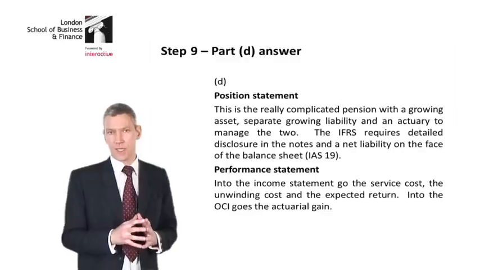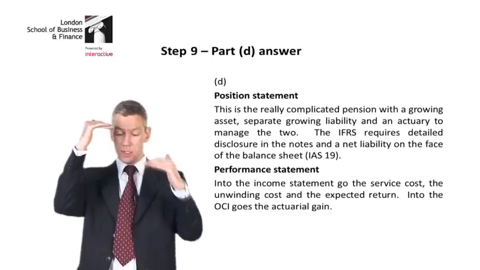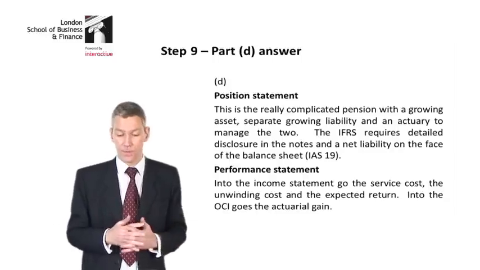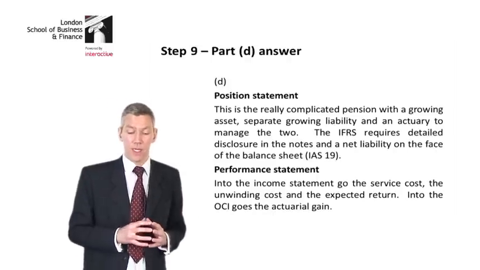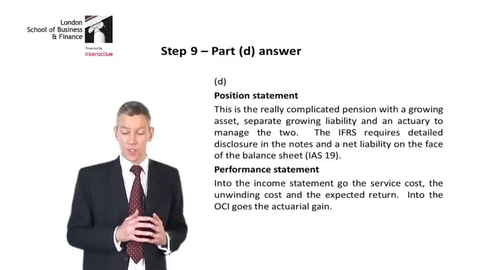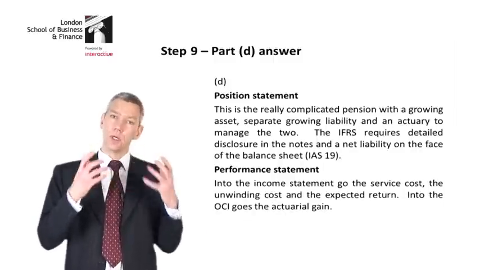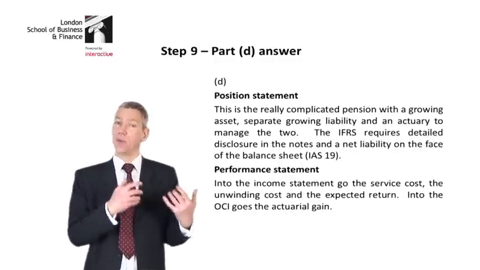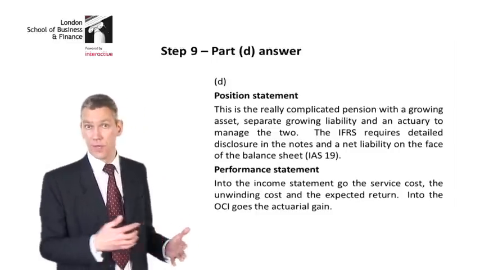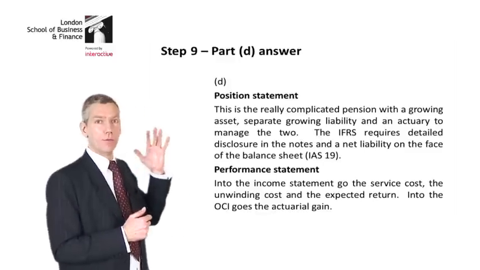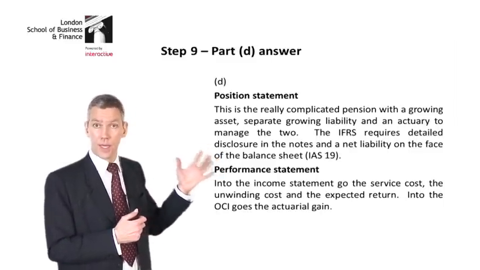But defined benefit pension accounting, as we know, is quite complicated. Position statement: this is the really complicated pension with a growing asset and separate growing liability and an actuary to manage the two. The IFRS requires detailed disclosure in the notes and a net liability on the face of the balance sheet. Performance statement: into the income statement go the service cost, the unwinding cost and the expected return. Into the other comprehensive income goes the actuarial gain. So I'm just concluding there with how defined benefit pensions accounting looks, without giving too much detail, because we've got to be careful, otherwise we're going to run out of our 45 minutes for this question. Okay, that would be my recommended format, my recommended words for answering the final part of Kate, Part D.